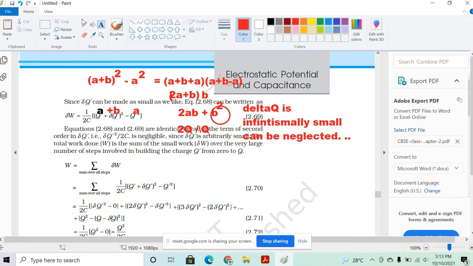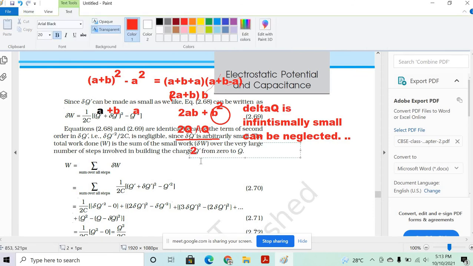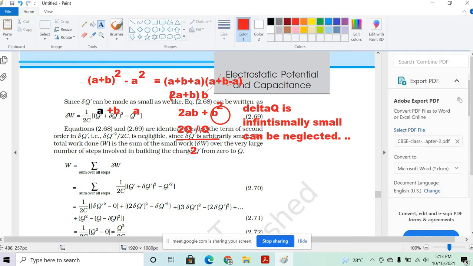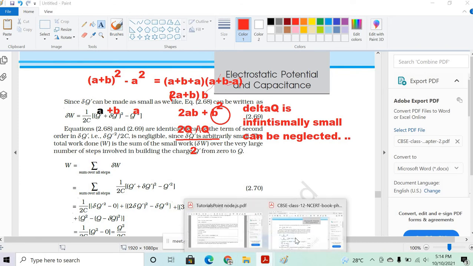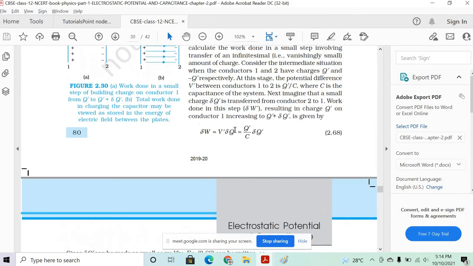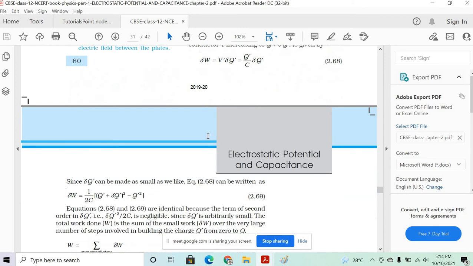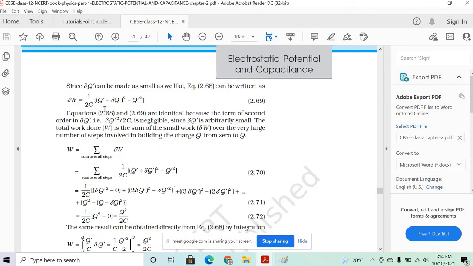Divide by 2 and the 2 cancels, so you get the same thing. You get Q dash by c only. Yes, sir. That's why you just put it in the form of this part, so that our calculation becomes easier. The main thing is our derivation will become easier.